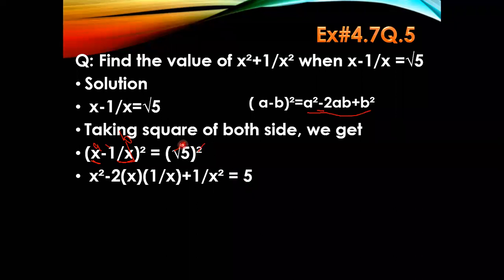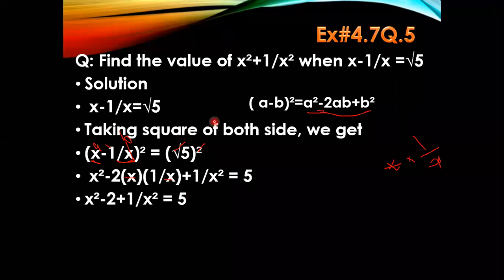Okay, now this is very simple. Now this x will be cancelled with this one. As you can see, this is x multiplied by 1 upon x, so we are going to cancel this x with this one. So what will be left here, 1. So we will simply write here x square minus 2 plus 1 upon x square, which will be left here, is equal to the right hand side 5.